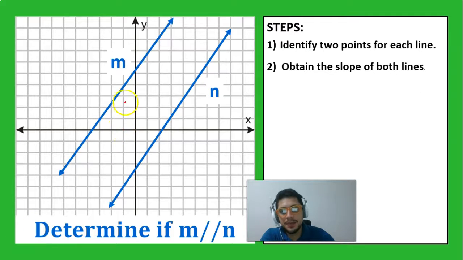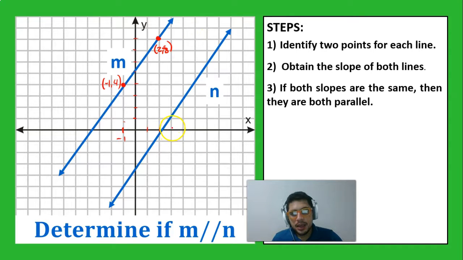Okay, so on line M, we see that it passes through point -1, 4. And it also passes through point 2, 8. And then in the case of N, it is going to be 3, 1, right? And it's also going to be 6, 6, right?